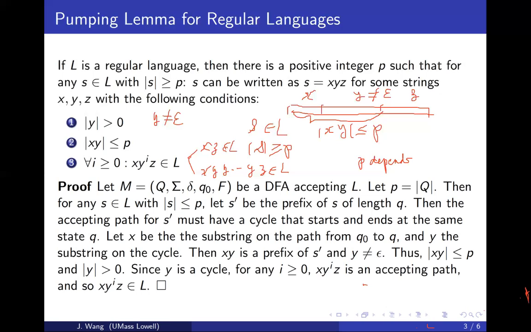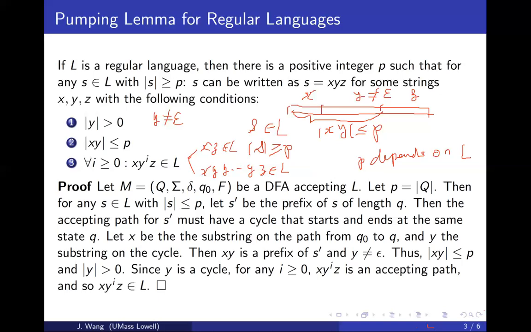Can I write it down here? Okay, P depends on line up. Depends on L. Okay. All right, so that's what this property says.